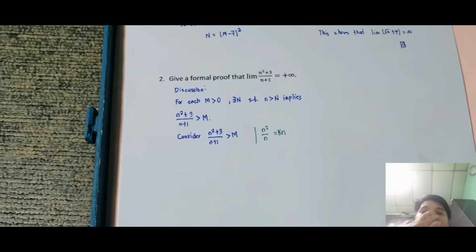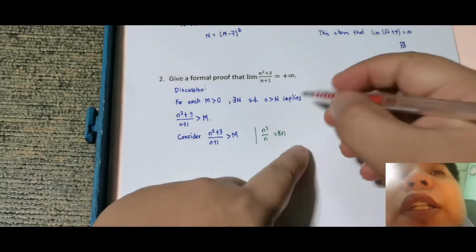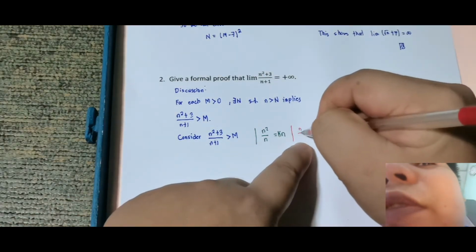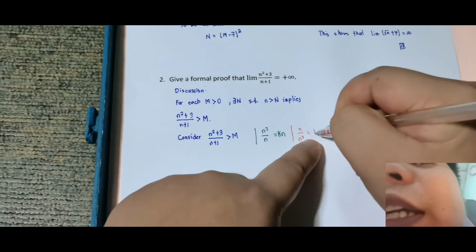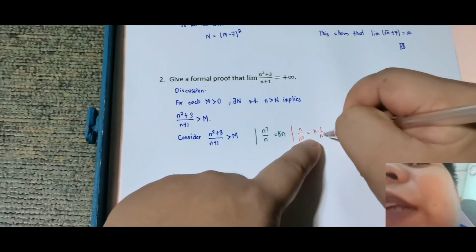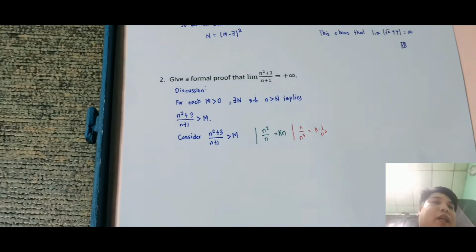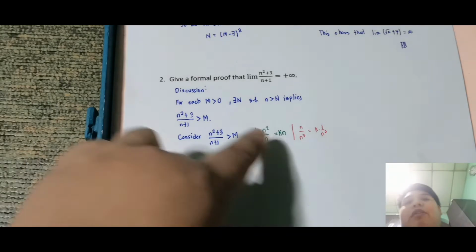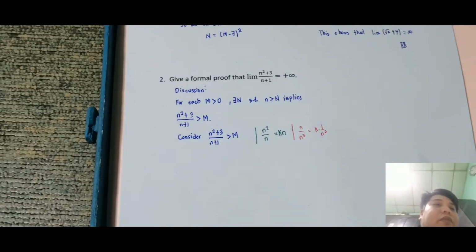Ayun yung gagawin. Ngayon, ano yung pinagkaiba niya sa dati? Sa dati kasi, ito yung nangyari, this is n over n cube. So anong nangyari? K times 1 over n squared. Kung napansin mo, ano pinagkaiba niyan? Ito, yung n nasa denominator. So since yung n nasa denominator, ang ginawa natin, humanap tayo ng upper bound sa numerator, tapos lower bound sa denominator. Ngayon, since yung n is nasa numerator, ang gagawin naman natin dito, hahanap tayo ng lower bound ng numerator, then upper bound ng denominator. Yun yung pinagkaiba nila.